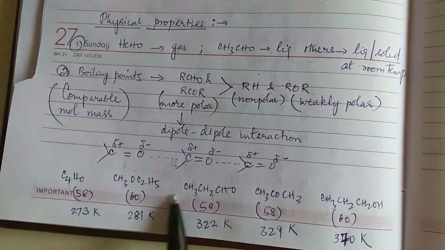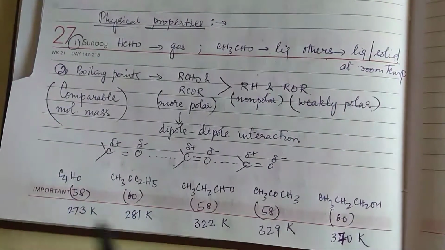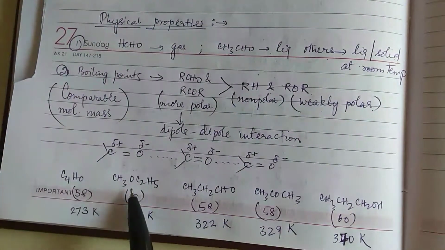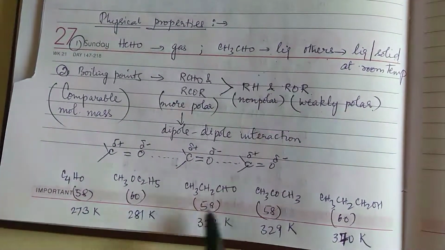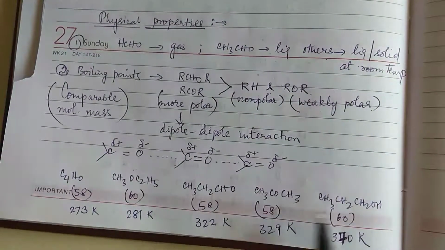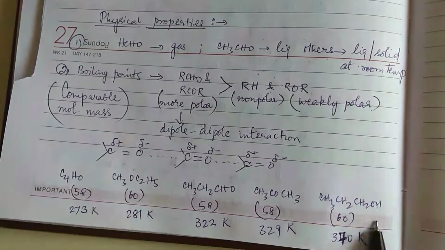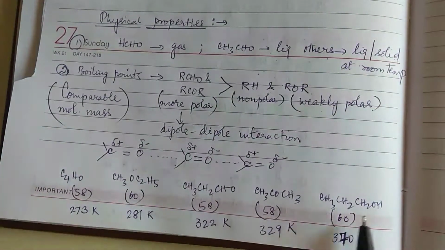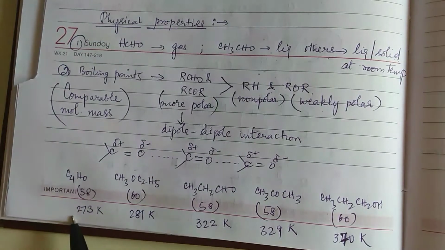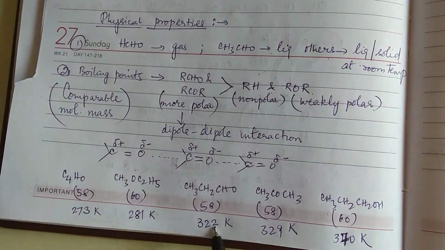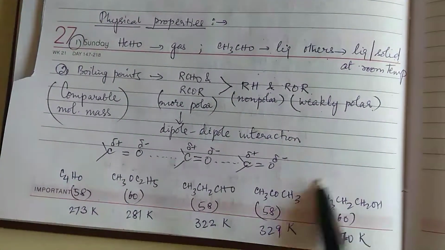Now these are different compounds of comparable molecular masses. This is butane, this is methoxyethane, this is propanol, this is propanone, and this is propanol. Now look at their molecular masses. It is very close: 58, 60, 58, 58, 60. And look at the boiling points: 273, 281 Kelvin, 322, 329 and 370. Alcohol is having the highest.